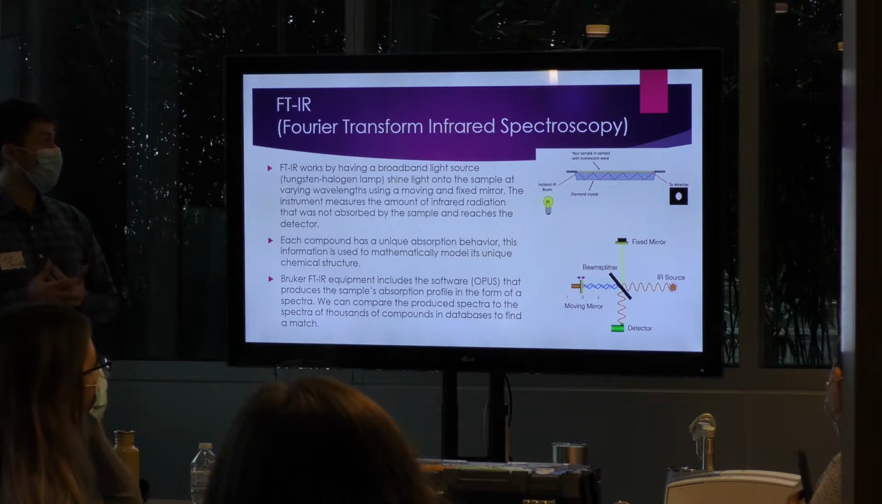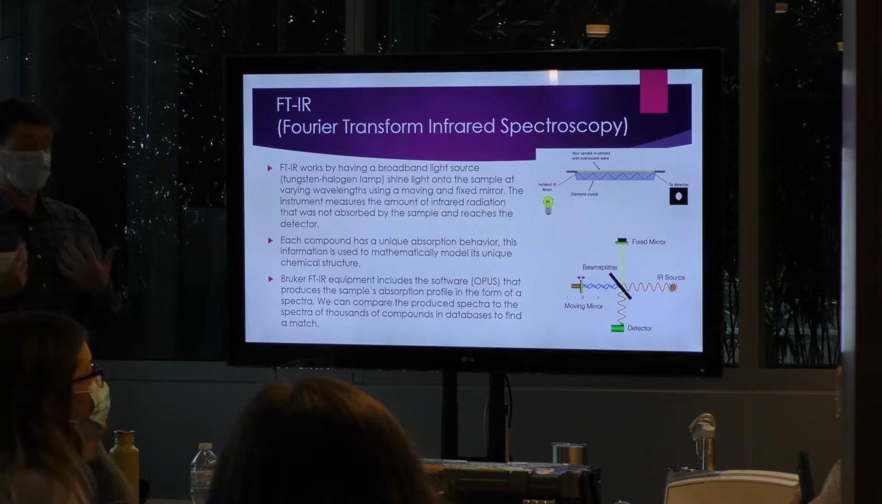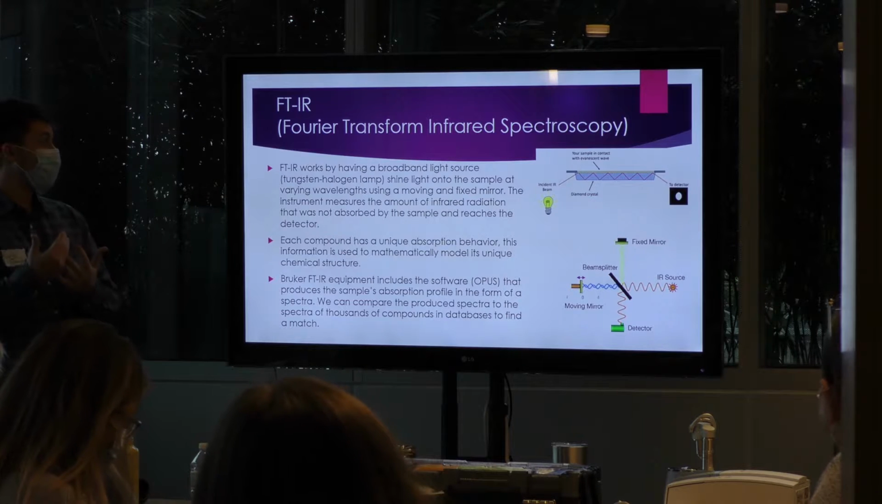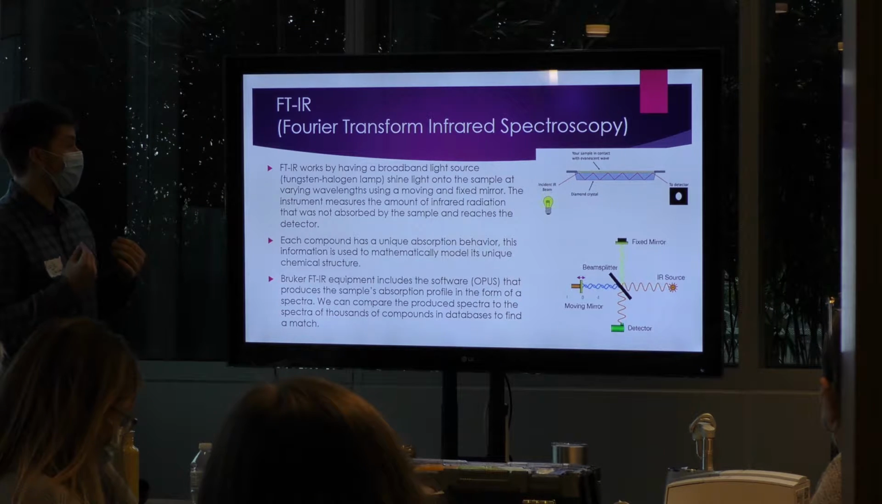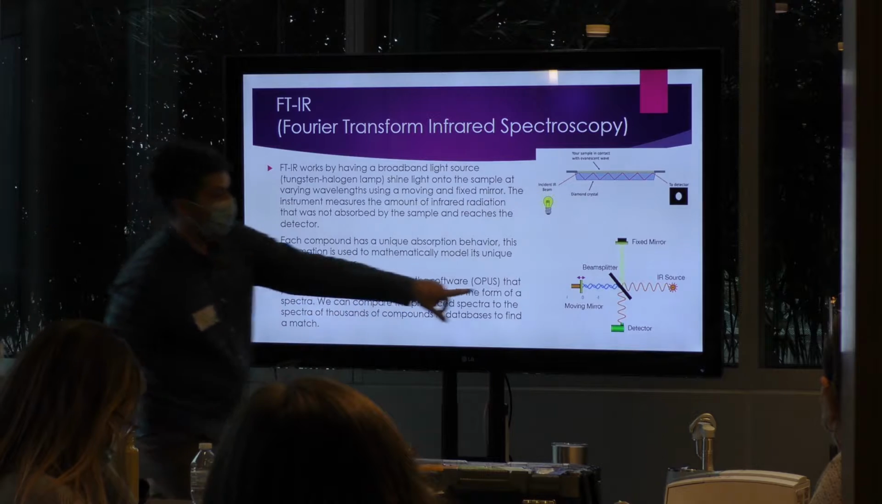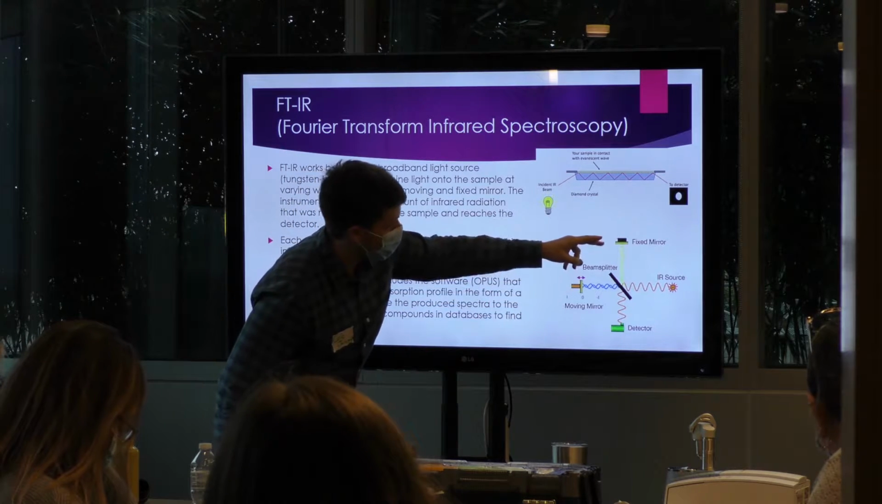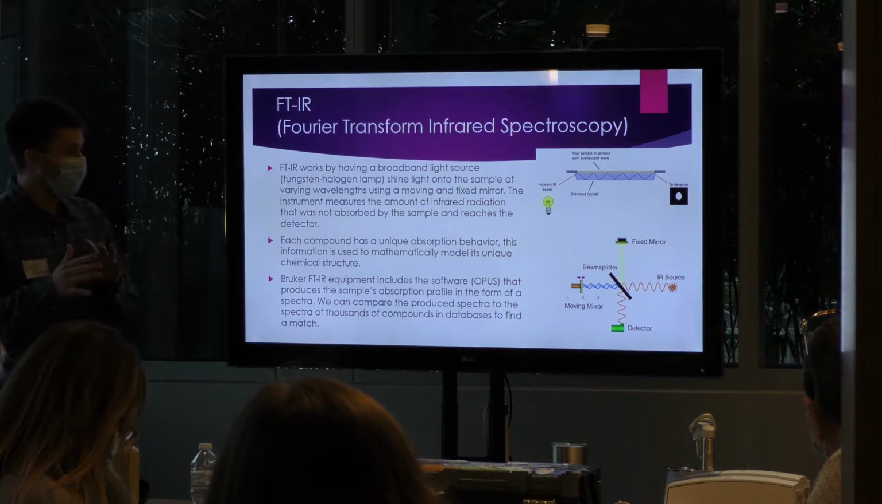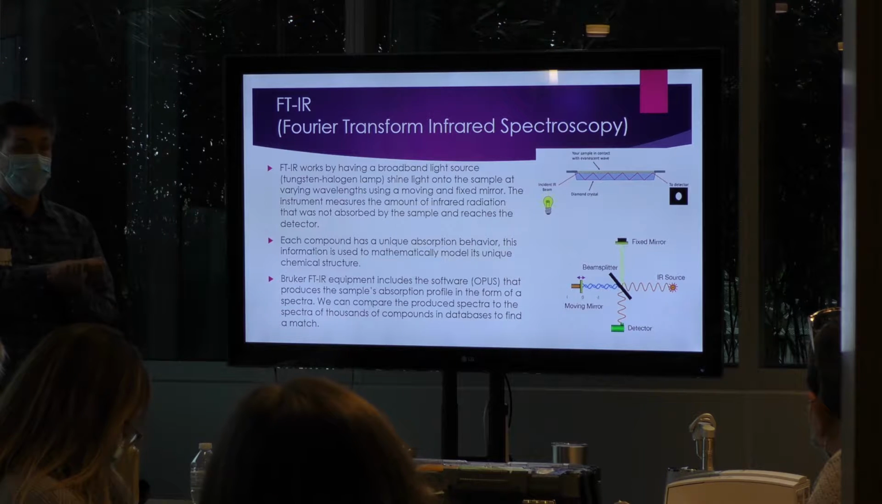FTIR works by having a broadband light source, like a tungsten halogen lamp, shine onto the sample with varying wavelengths using a moving mirror and a fixed mirror, so that the different wavelengths of light hit the sample.